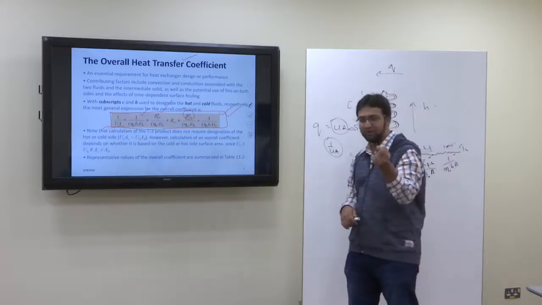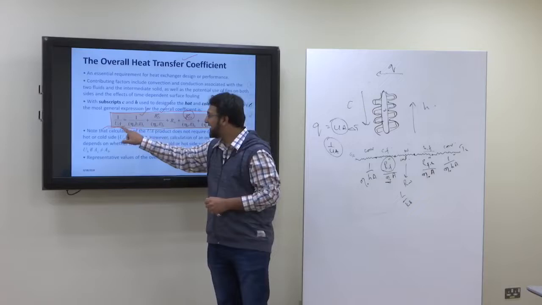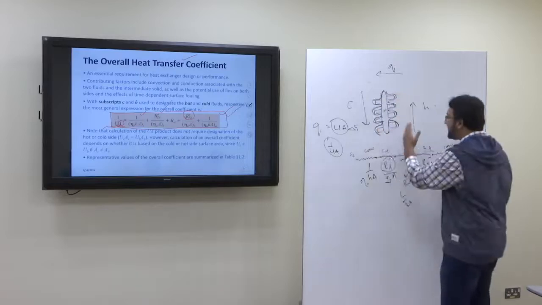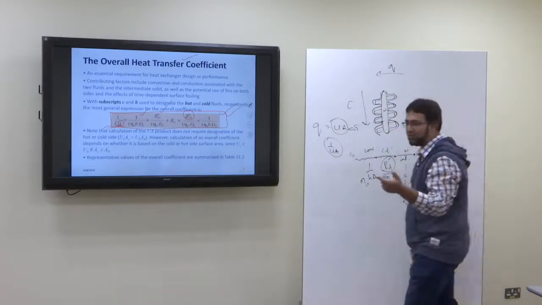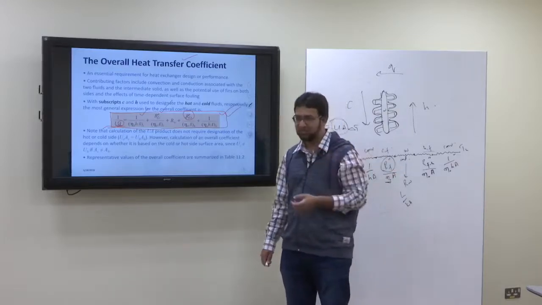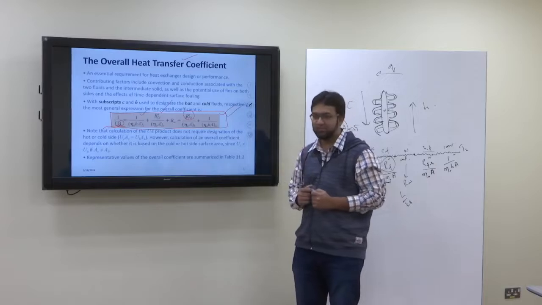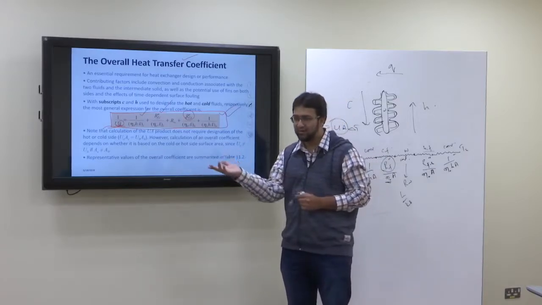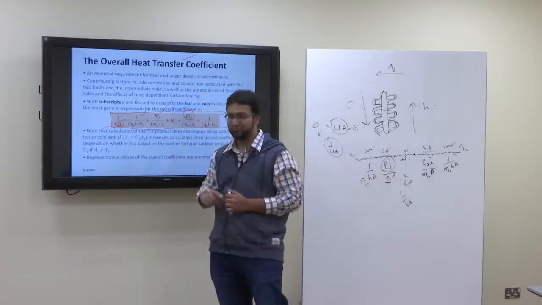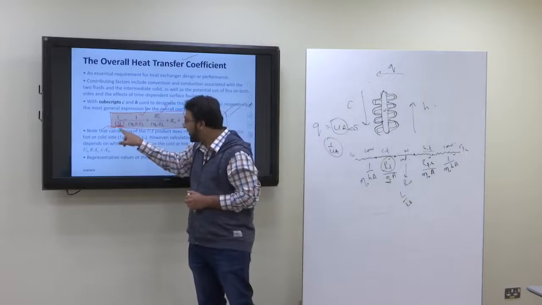Now there is one important point here. That 1 upon UA, what about this A? Is it for the hot side A or the cold side A? If it is a plain wall, then it does not matter. Hot side A will be almost the same as cold side A. But if it is a pipe, the hot side A will be different and the cold side A will be different. A is what? Pi D L, right? So D will be different for the inside or the outside. But the product of UA would remain the same.